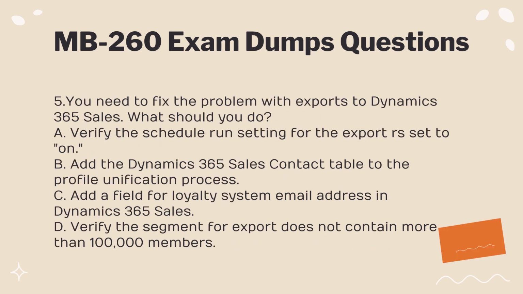5. You need to fix the problem with exports to Dynamics 365 Sales. What should you do? A. Verify the schedule run setting for the export is set to on. B. Add the Dynamics 365 Sales contact table to the profile unification process. C. Add a field for loyalty system email address in Dynamics 365 Sales. D. Verify the segment for export does not contain more than 100,000 members.